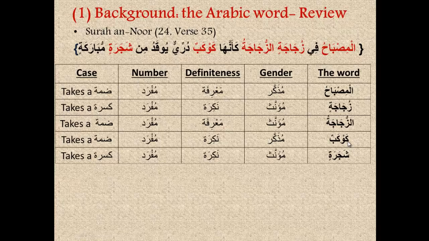Kawkabun, we hear the tanween, making the word nakirah. It is mudhakkar, masculine, mufrad singular, and takes a dhamma. Shajaratin has a ta marbuta, so the gender is feminine, mu'annath. It is nakirah, because the marking is a tanween. It is mufrad singular, and it takes a kasra for its case ending.